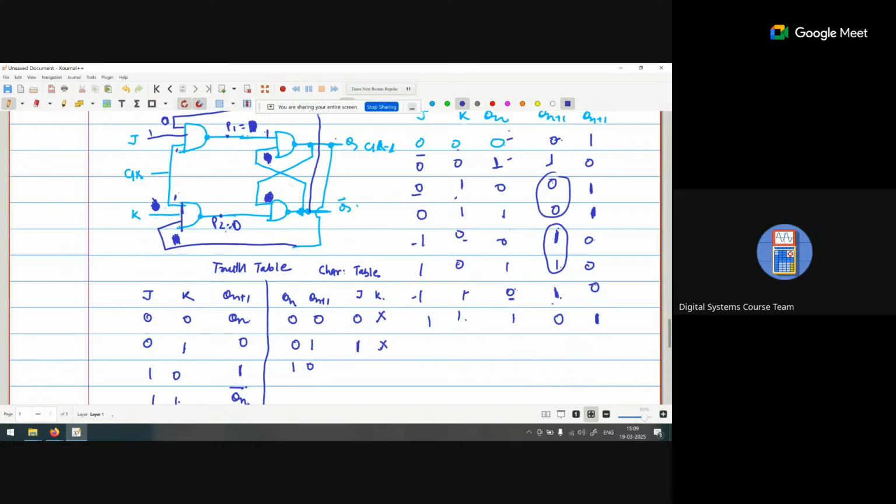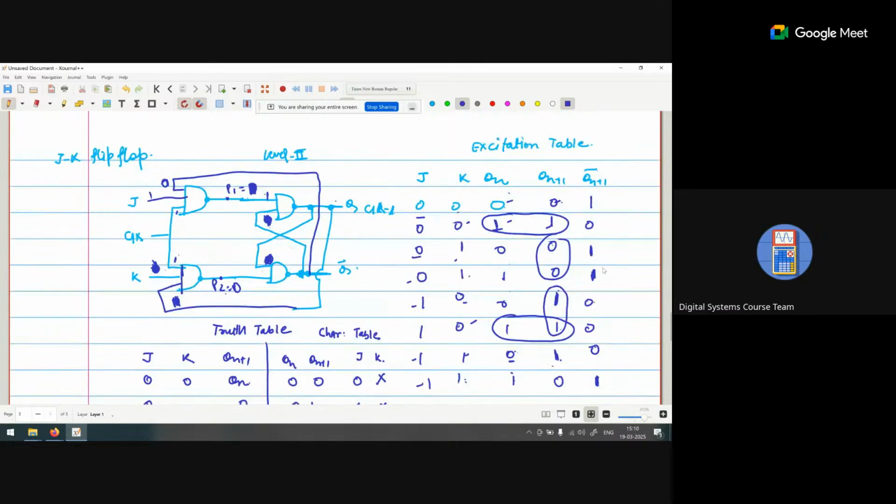Now if we are talking about the 1 0, you can see J is variable, K is constant. And the last one, 1 1. Now you can see K is constant 0 and J is variable, so it is a don't care. So this is the truth table, characteristics table, and excitation table of the JK flip-flop.